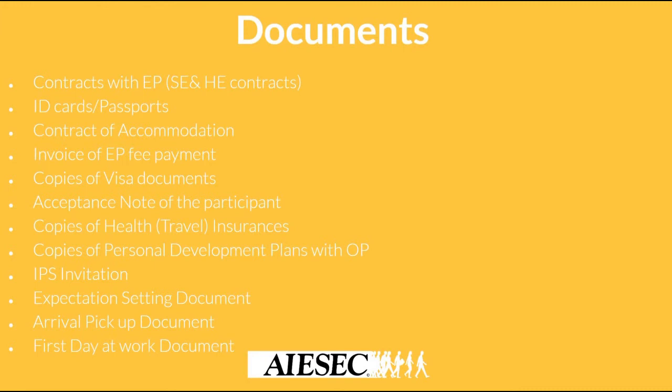IPS invitation, again any kind of text or emails. Expectation setting document, booklets, emails, whatever you have sent to the EP to set the expectations. Arrival pickup document, and for the first day at work, let's combine these two. Any kind of email or document, but make sure that you have the EP's response. It needs to have the approval of the EP that he's aware and he's okay with it. So that's all about the documents.